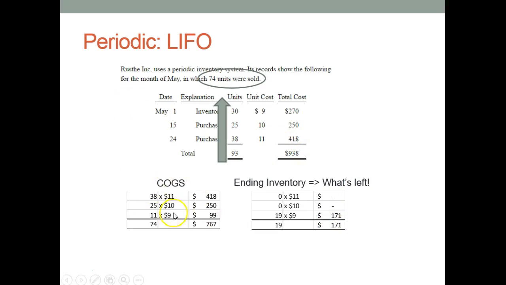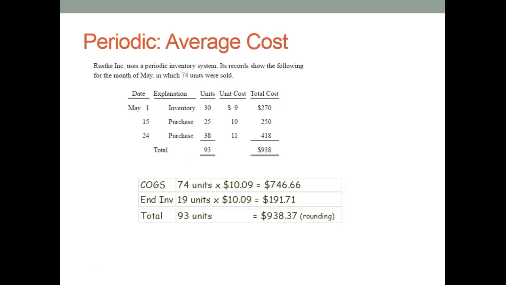Or if you're confident that you have cost of goods sold figured out, you could always just do the backwards math. 938 minus 767 equals $171. All right, so that's FIFO and LIFO. And again, just remember, FIFO, your arrow falls. LIFO, your arrow lifts. And the next method is average cost.